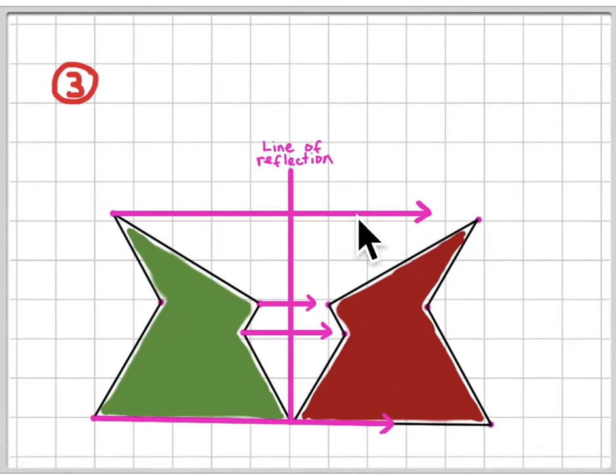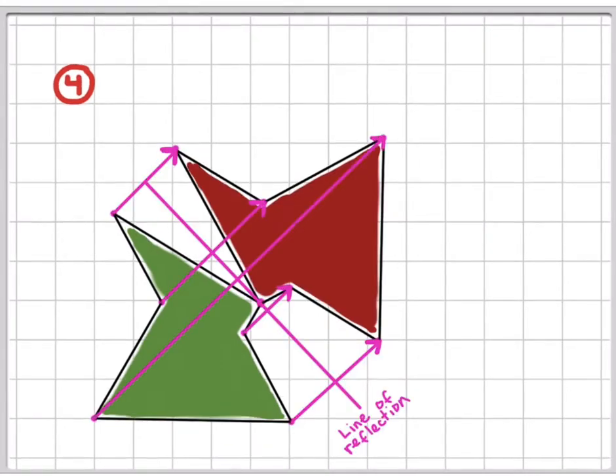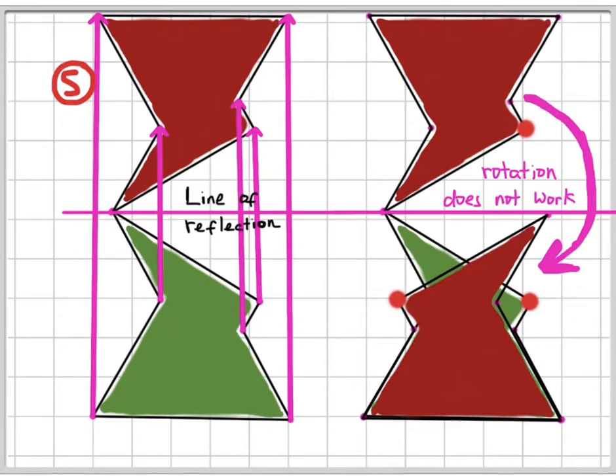I'm going to talk about how to identify it as a reflection. You match the corresponding points, draw lines. Then if you can draw a line that's perpendicular to those lines that connect the corresponding points, it is a reflection. That is, you're drawing the line of reflection. Number 4, another reflection. Number 5, another reflection. Number 5 is interesting in that it really looks like a rotation.